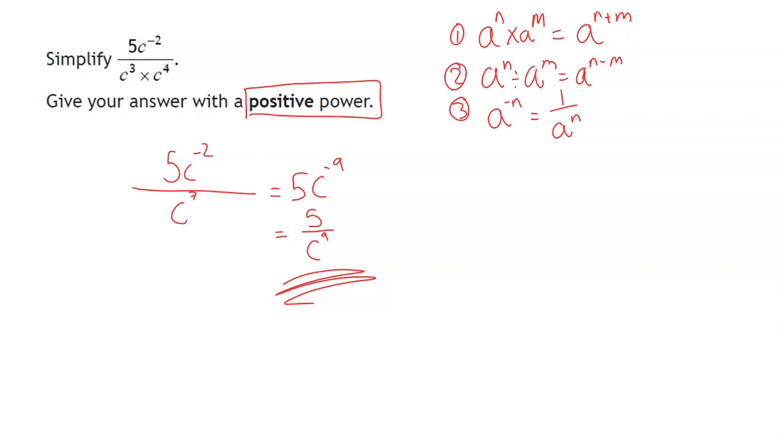Now this question here, a nice 3 marker. Get your first mark for sorting the bottom. Second mark for then sorting between here and getting 5c to the negative 9. Final mark is for then writing it with a positive power. So 5 over c to the 9.